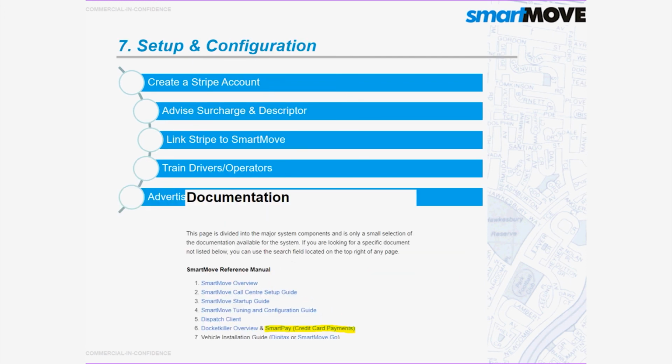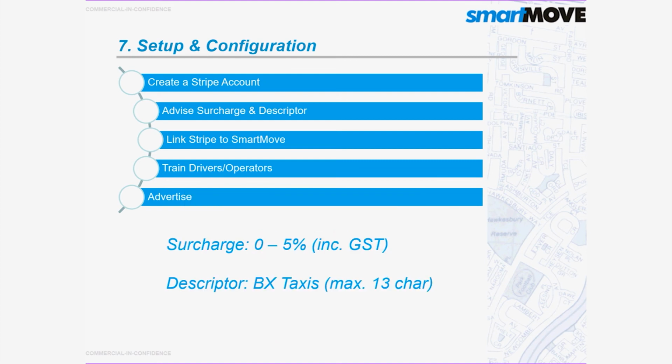Okay, so how do you set up and configure your fleet to accept credit card payments through SmartMove? The first step is to create a Stripe account, and you follow the instructions in the SmartPay document. The document is lengthy, but it's a comprehensive step-by-step guide. And I'll have a link to that document in the resources slide at the end of the presentation.